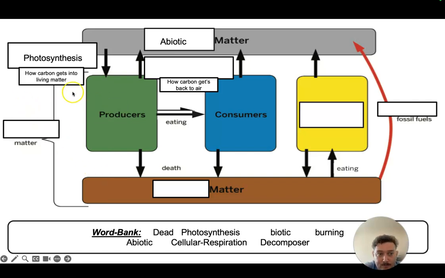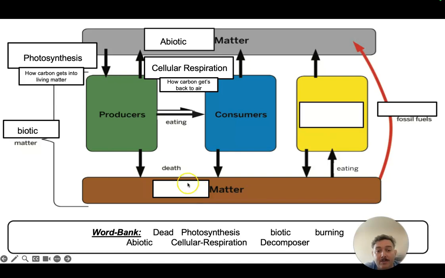And now, what's this below? What other matter do we have? We have biotic matter. And remember, that's all the living parts or the things that were living in an ecosystem. So moving to the middle, how carbon gets back into the air. Remember, this was from chapter 2, cellular respiration. And feel free to say the words out loud at home.